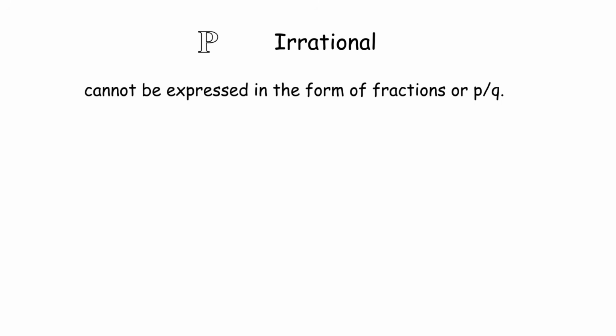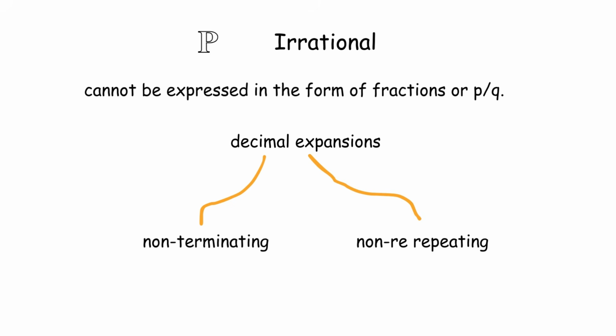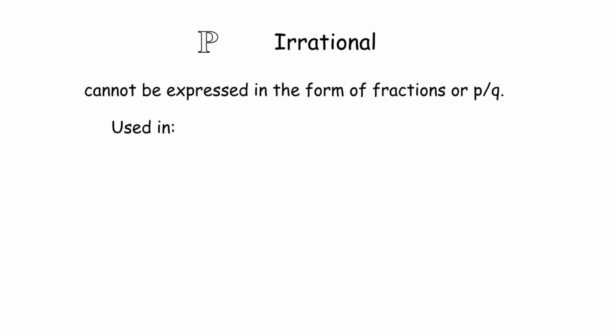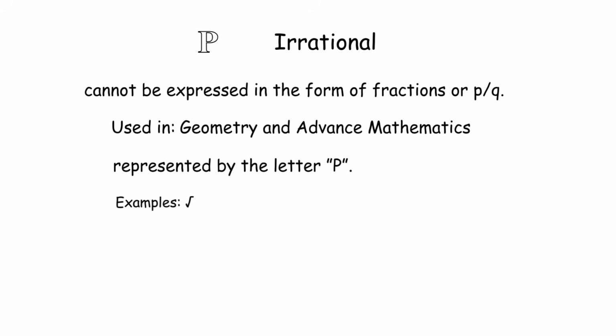Irrational numbers are numbers that cannot be expressed in the form of fractions, or p over q. Their decimal expansions are non-terminating and non-repeating. They are used in geometry and advanced mathematics. They are represented by the letter P. Examples: the square root of 2, pi, Euler's number.